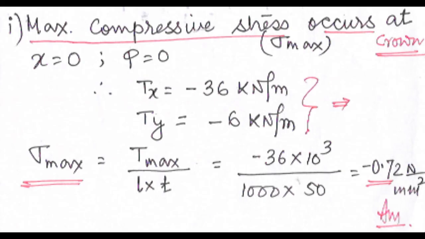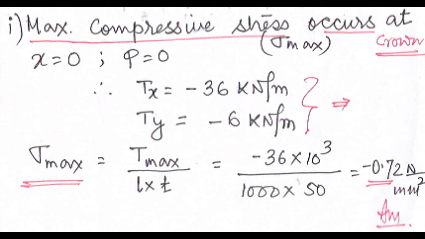Now maximum compressive stress occurs at the crown. So sigma max we have to find at the crown, where x is equal to 0 and also phi is equal to 0. Phi is the semicentral angle, so at the crown it is 0. If you put x equal to 0 and phi equal to 0 in the previous expressions, we get Tx as minus 36 kilonewton per meter and Ty equal to minus 6 kilonewton per meter.